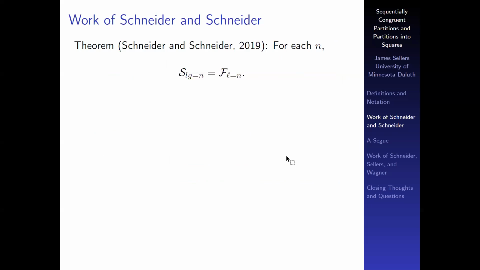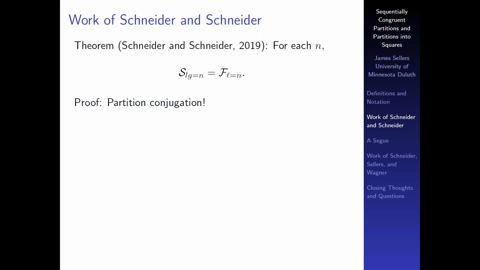And Max and Robert proved that for each n, this set of sequentially congruent partitions with the largest part equal to n is the same size as the set of, no, I'm sorry, they proved that the two sets that I've shown here are equal: the set of sequentially congruent partitions with largest part equal to n is the set of frequency congruent partitions with length equal to n. And the proof of this result is simply partition conjugation.